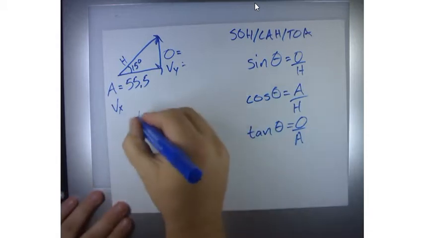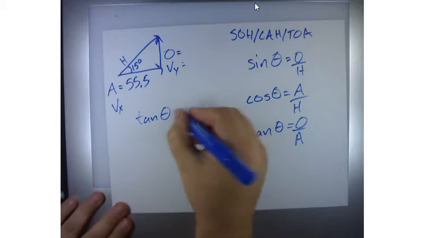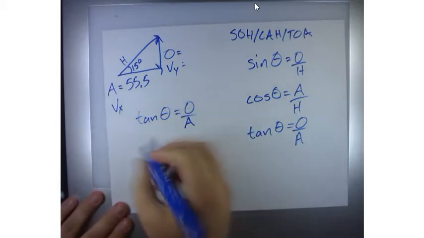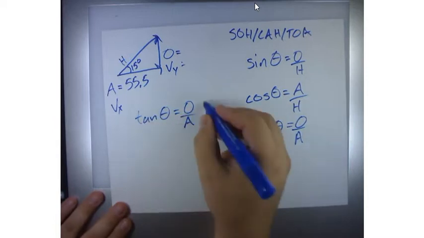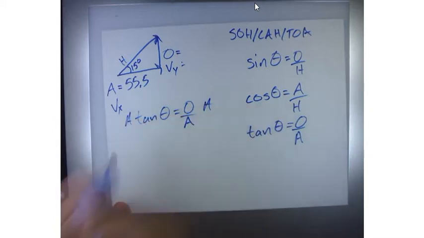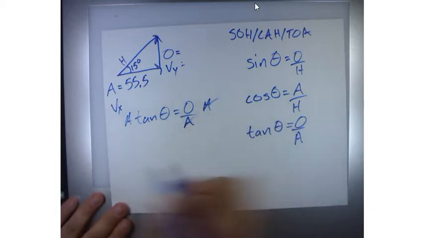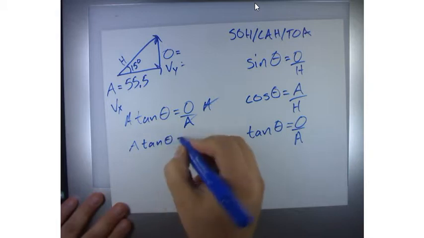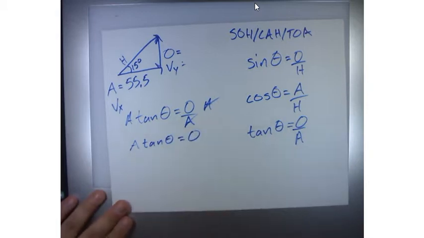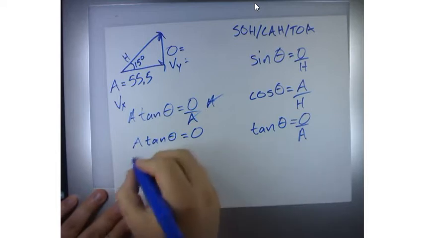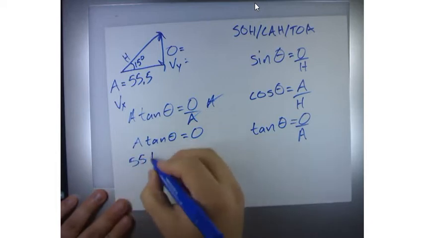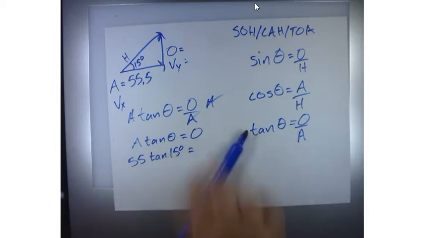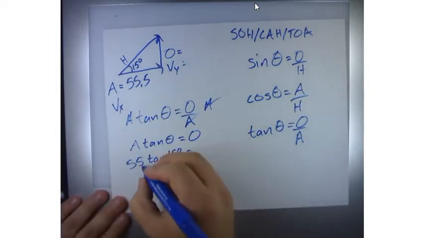So tangent of theta is equal to the opposite over the adjacent. Now, if I multiply both sides by A, so A times tangent of theta is equal to the opposite, right? Do we know A? Yep, it's 55. Do we know tangent of theta? Yep. Now, that's in degree mode, so I need to double check that. And this is 55.5, so I should probably put the 0.5 in there.